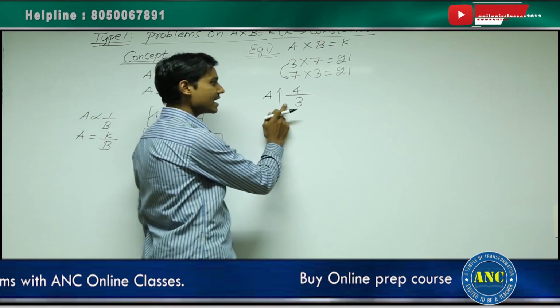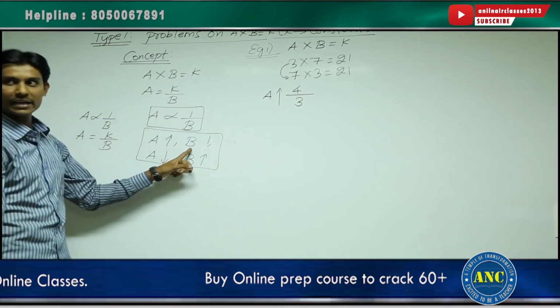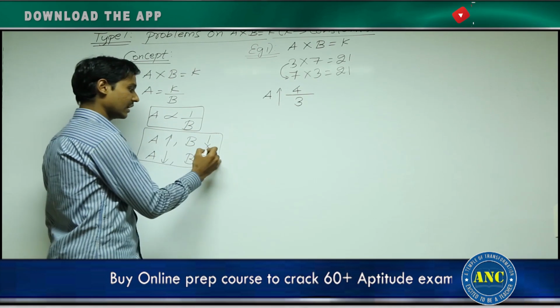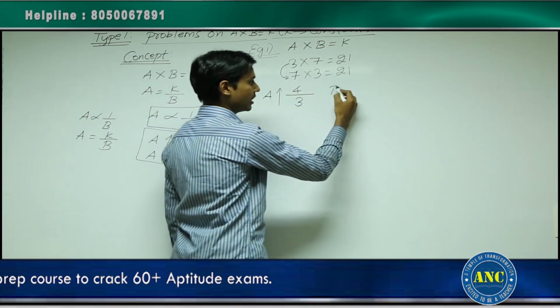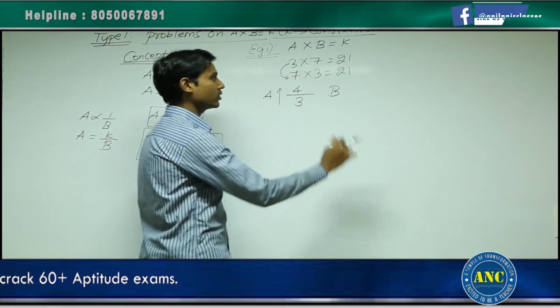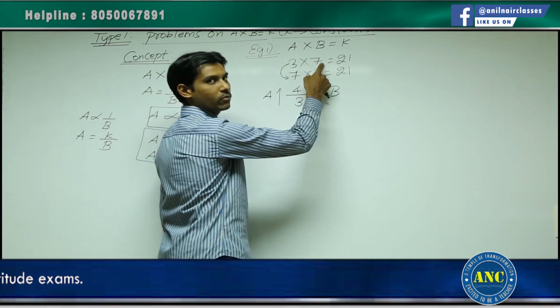See here. If A increases, then B should decrease, right? Let us prove it. Similarly, if I talk in terms of B, initially B was 7.